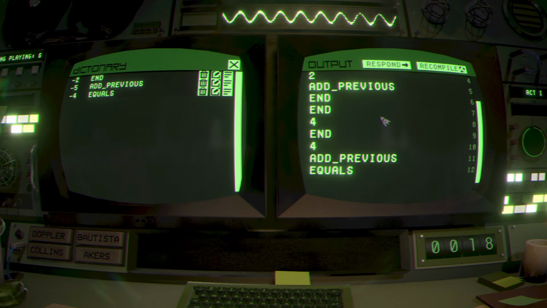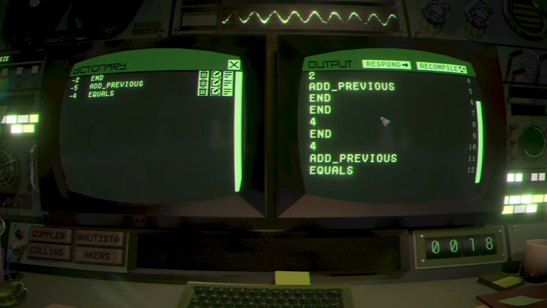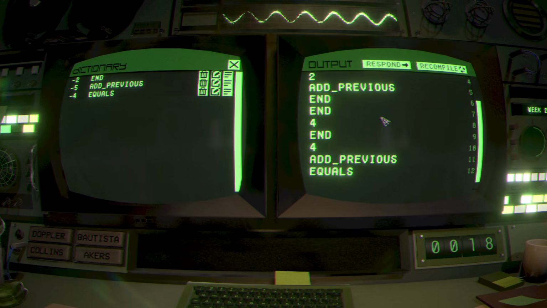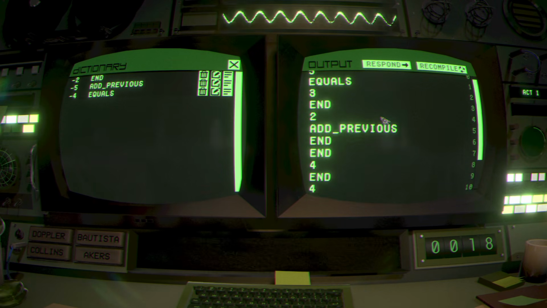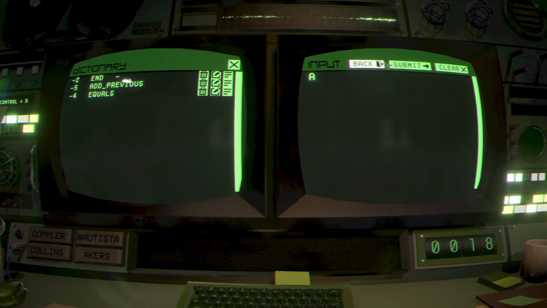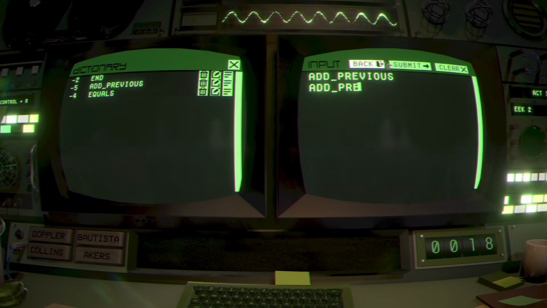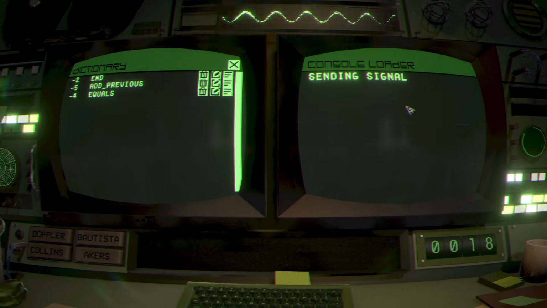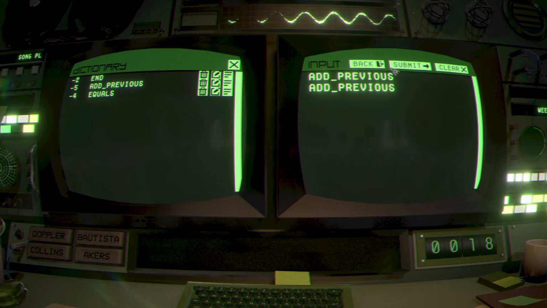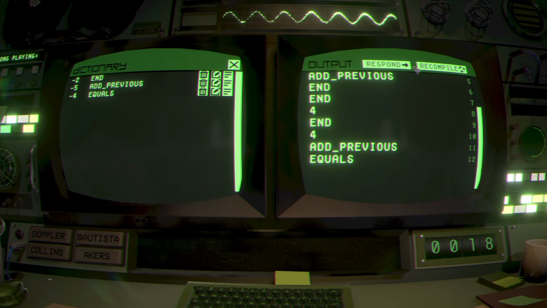The question is, how do I respond? Because I need to do the next line, but I need to say 8 without actually saying 8. Because I figured we could maybe try manipulating the words here in response. Maybe I could say like, add previous, add previous? No, because it can't be plus 4 plus 4. I was thinking maybe that would be it. 4 and 4, add previous equals.